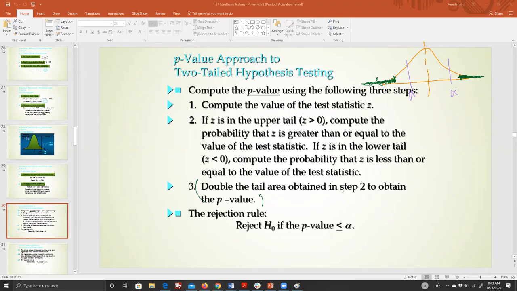And thus the rejection rule remains the same. Did you get it? What just happened? The point is, if you calculate this area, you don't need to calculate this area separately as well. You can take this area and just multiply by 2. This will get both of these areas together, and then you can compare it against alpha and get the rejection rule as it is. So there is no change in rejection rule.